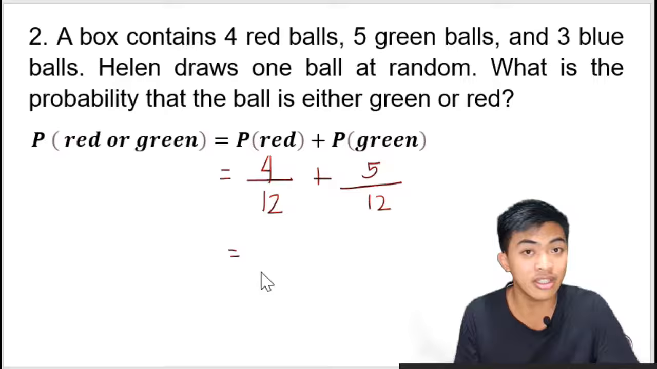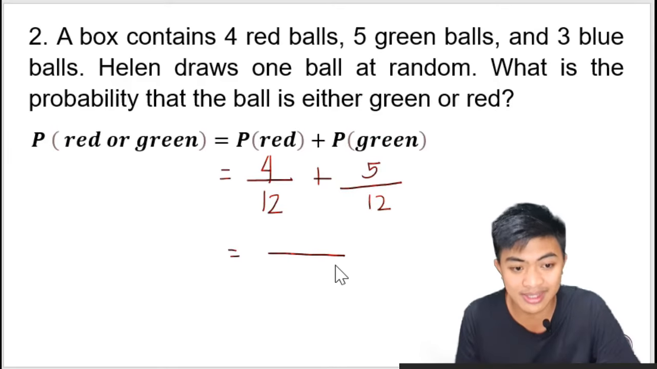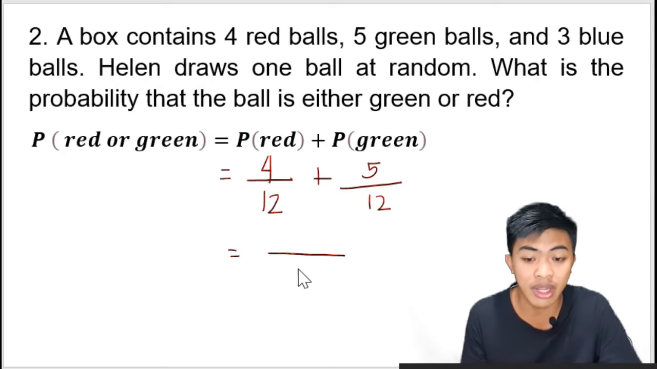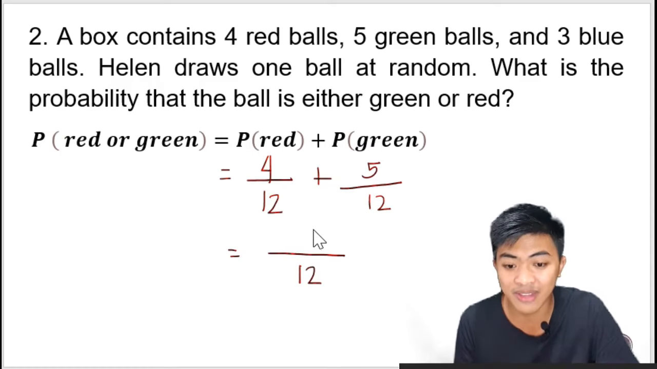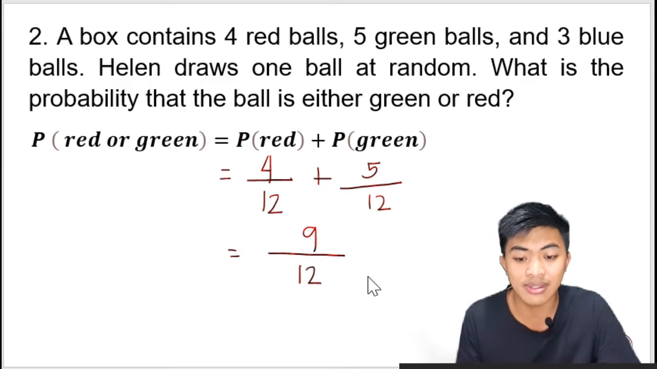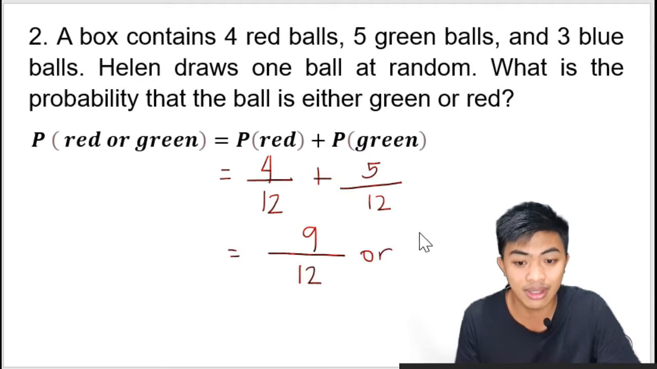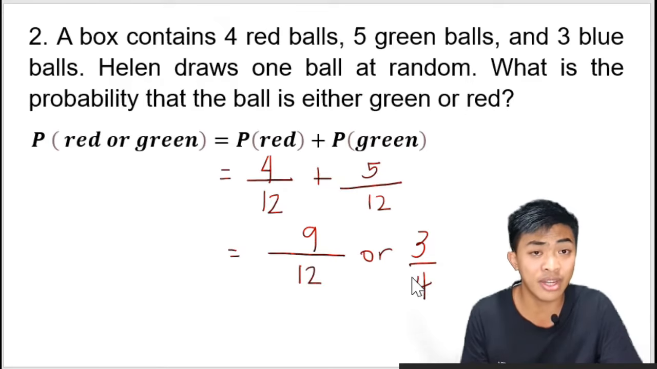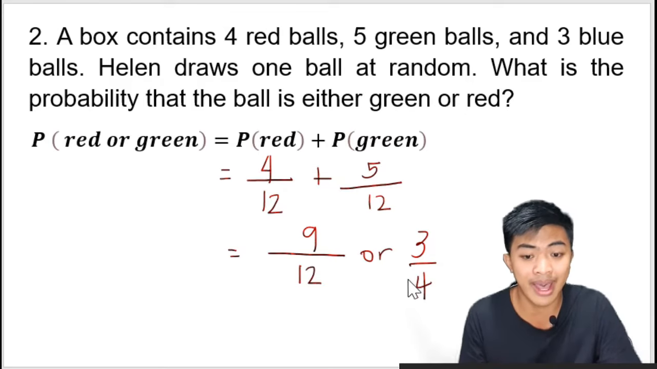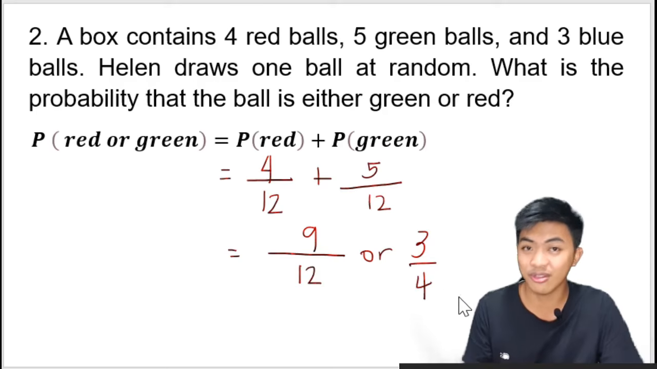And the rule of adding fractions is that if they have the same denominator, just copy the common denominator and add the numerators. So 4 plus 5 is 9. And as you can see, we can still simplify this fraction, and so the final answer is 3 over 4. So the probability of getting a red or a green ball from that box is 3 over 4.